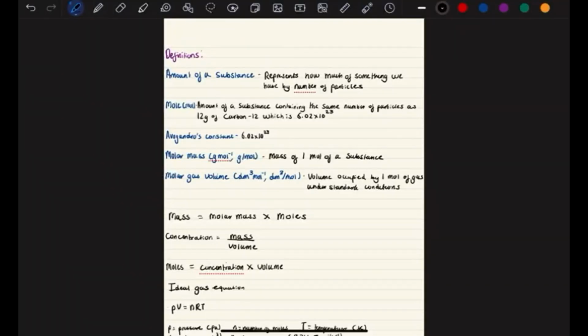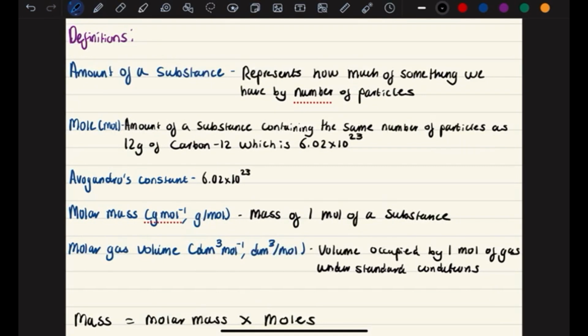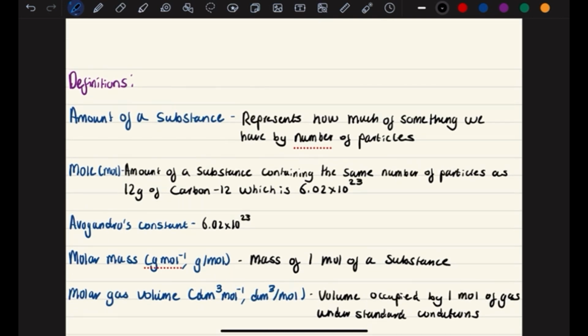Let's get started. Okay, so the most important thing about this topic is going to be your definitions. So many definitions to get through. We're going to go through it now. Whenever we say amount of a substance, we're talking about how much of something we have by the number of particles. So really important, we're talking about by the number of particles that we have.